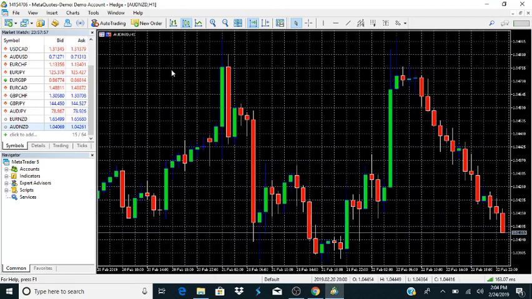So today we're going to go over the AUD NZD in the hourly time chart. Pretty much what I'm trying to show you guys today is where to put your support and resistance lines so that you can get in for a buy or sell.